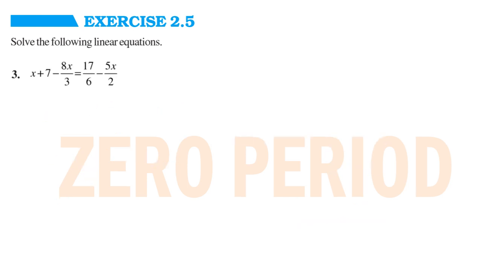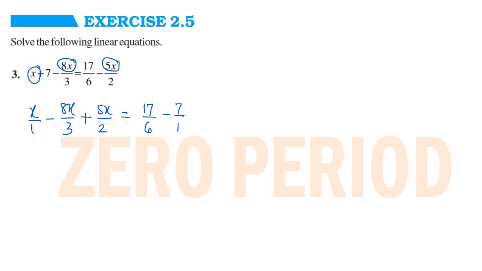Go to the next question. This is question number 3. You can see 1x is here at this term, another is here, and 1 is here. So first of all, I suggest you arrange all these x on one side. Now you can write x by 1 minus 8x by 3, and then bring this 5x by 2 here. Then 17 by 6 is left at the right side, 7 goes to the right side from the left side.